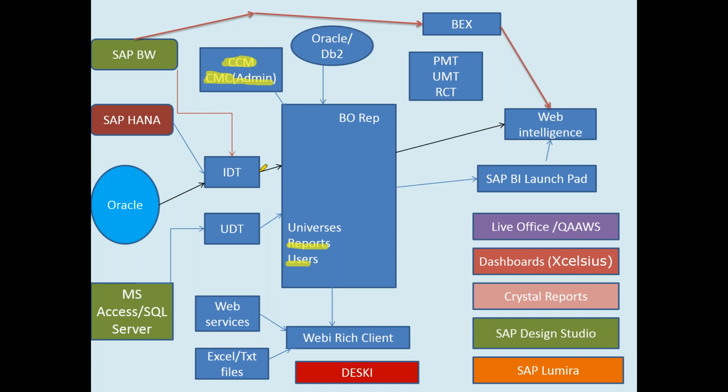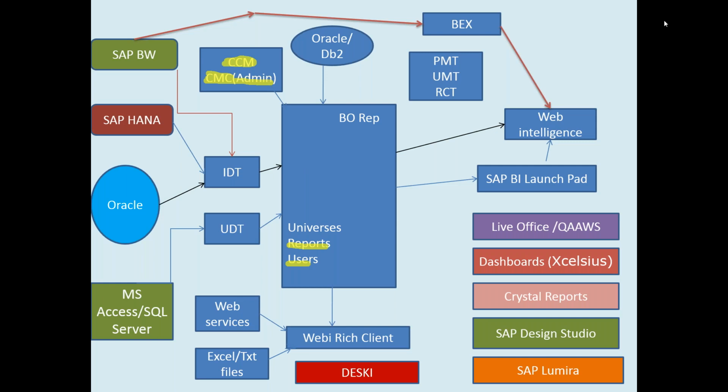And also configuring the SMTP servers and maintaining the load balance between multiple systems. If I want to schedule a report and send it to the user's email box, those SMTP settings we have to configure in the BO system. Okay, all that admin activity I'm also going to cover.